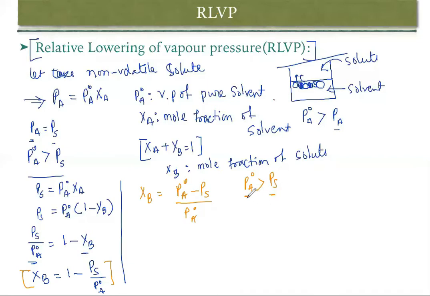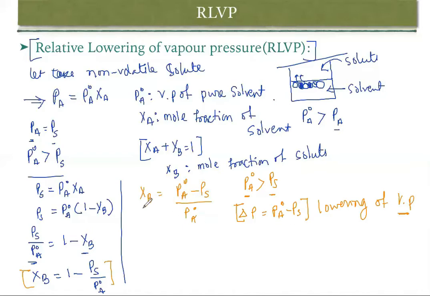So if I tell you the difference, that is delta P, the change in the partial pressure, will be higher minus lower. So what I'm writing is PA naught minus PS. This factor is known as lowering of vapor pressure.